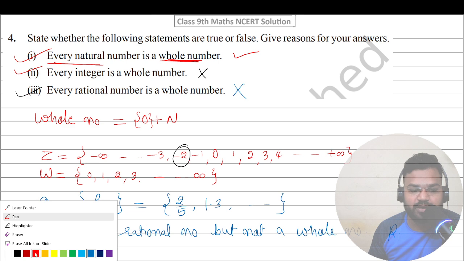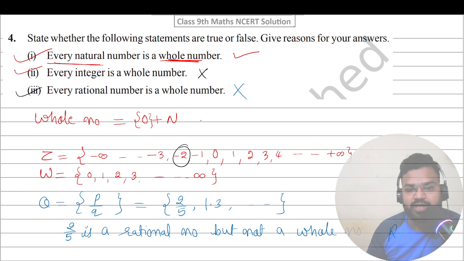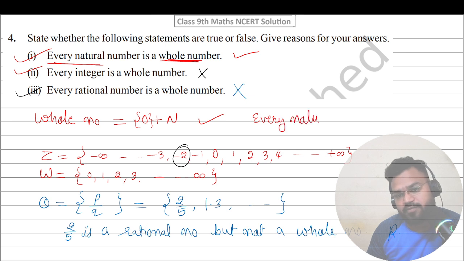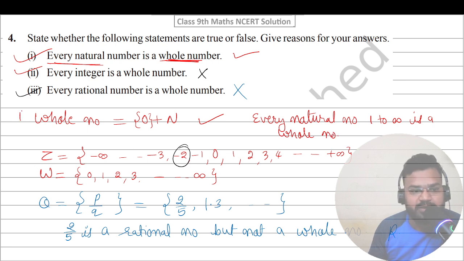Similarly, you can write the reason for the first two parts here. For every natural number is a whole number, you can say yes, because every natural number from 1 to infinity is a whole number. Clear? This one is first, this one is second, and this one is third.